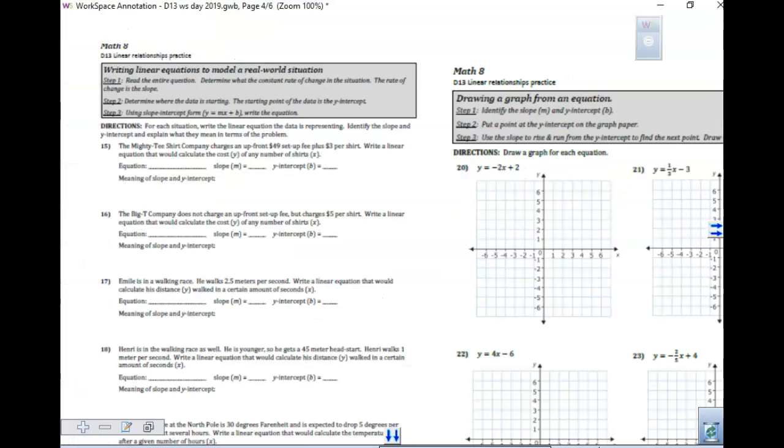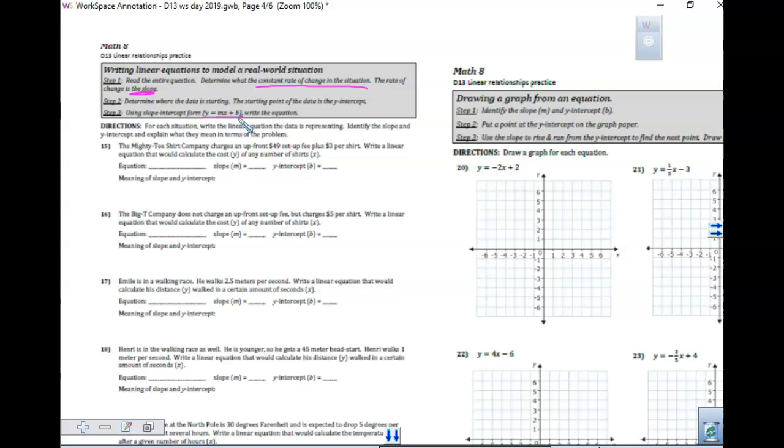Okay? I need someone to read my steps on the top of this next page, which are equations. Tanner, go. Read the entire question. Determine what the constant rate of change is in the situation. The rate of change is the slope. Determine where the data is starting. The starting point of the data is the y-intercept. Using slope-intercept form, y equals mx plus b, write the equation.